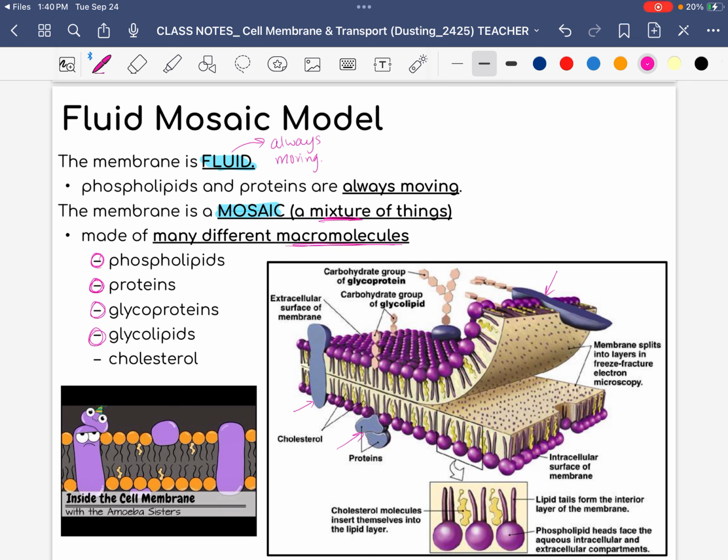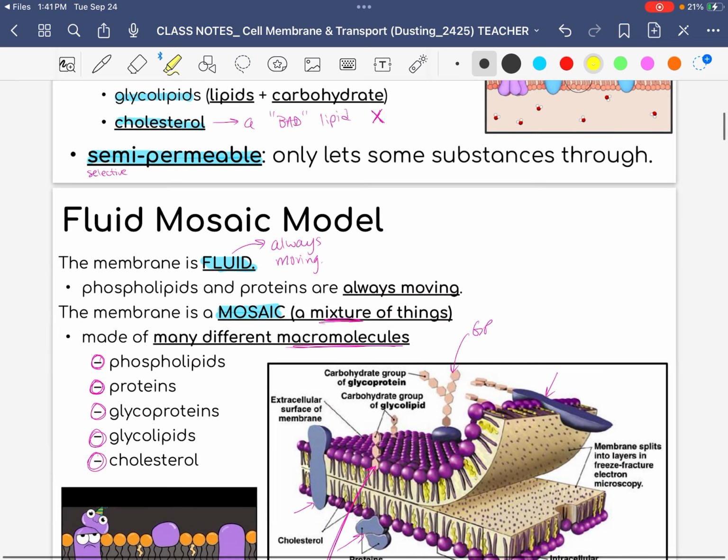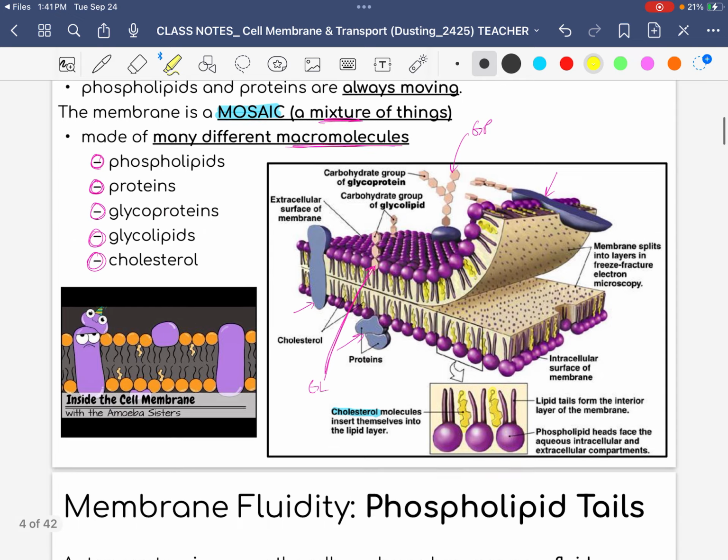Glycoproteins and glycolipids. So here, this right here is a glycoprotein. This right here is a glycolipid. That says GL. This right here is a glycolipid. And then cholesterol. Cholesterol is this stuff right here. You can see cholesterol is labeled right there. These molecules here are cholesterol, and there's more cholesterol right here, right here, right here. So these are all cholesterol molecules. And we'll talk about the function of each of those.